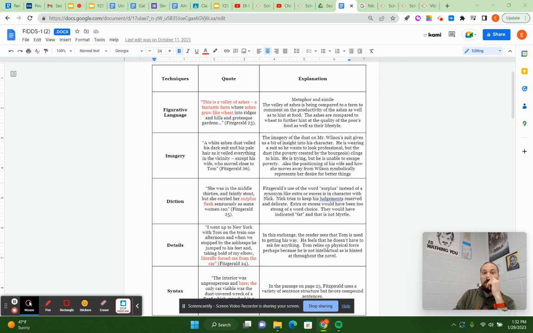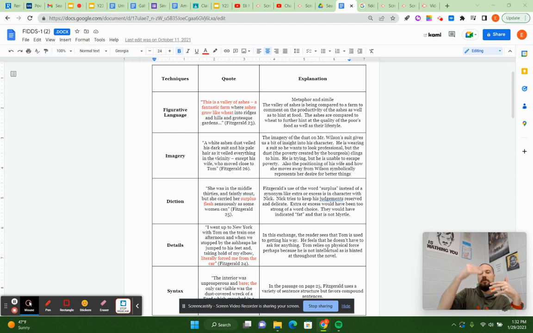I can use FIDDS for poetry. If I wanted to take an Anne Bradstreet poem and analyze it, break it down using FIDDS, I could totally do that. I could do it with short stories. I could do it with novels. I could do it with a bunch of different things. And so FIDDS is a little bit more applicable to a lot of different things.